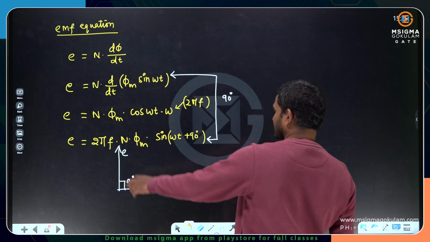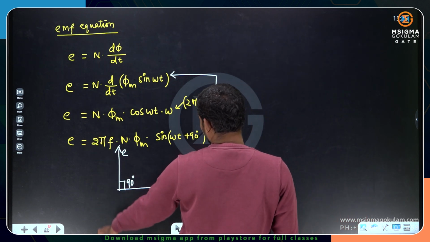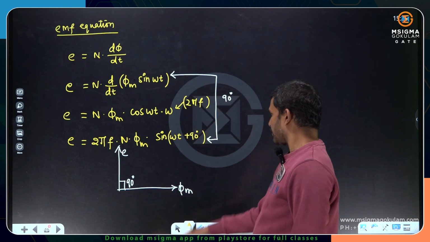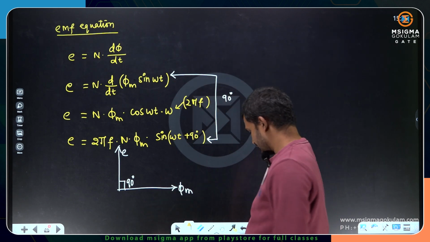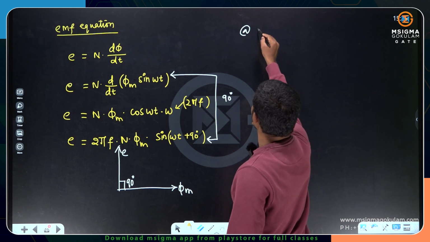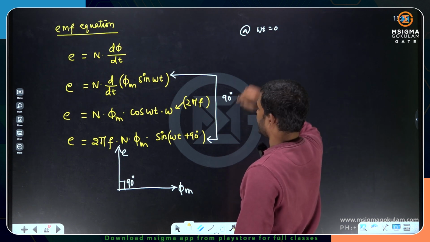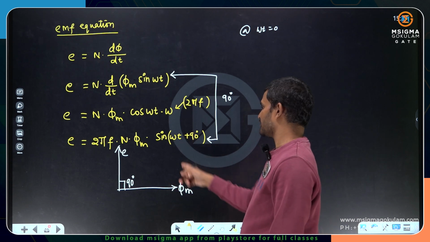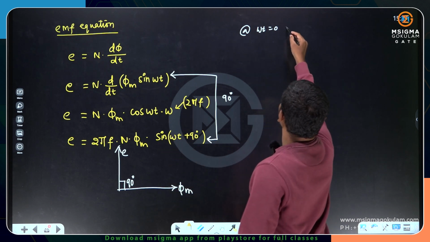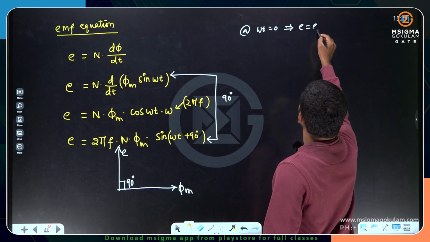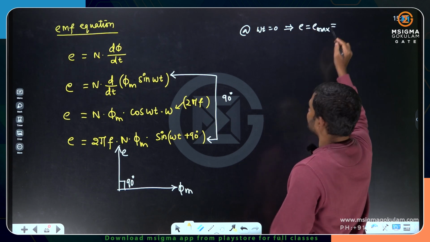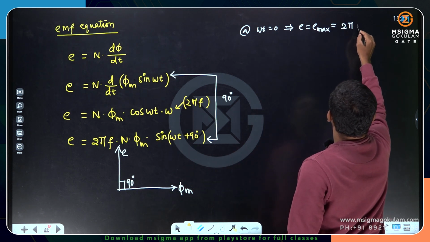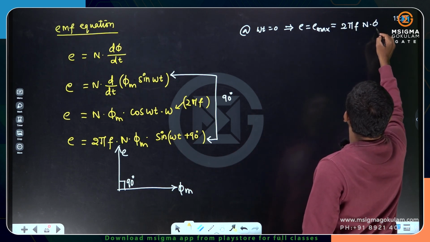Now let me continue this EMF equation. If I want to get the maximum point, at omega t equal to 0, we will be having sin 90. Sin 90 value is maximum. Then I can write E is equal to E maximum. What is that E maximum? 2 pi f n into phi.